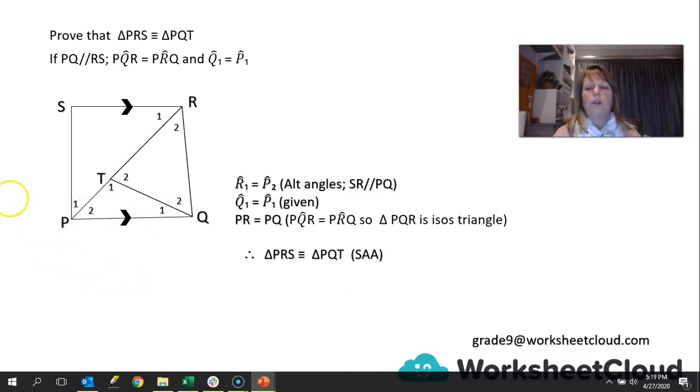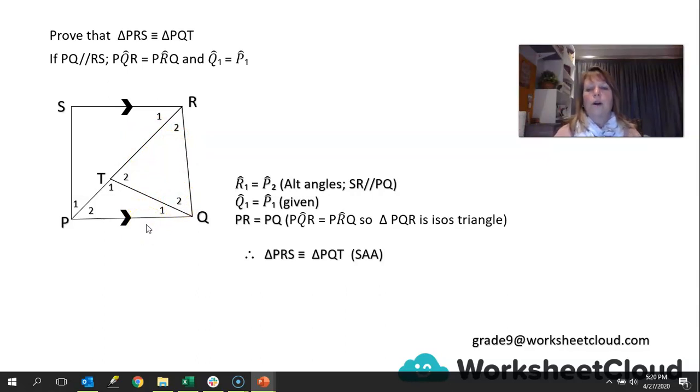Then we are told PQR is equal to PRQ. Let's look at it. PQR, there, that angle, PQR is equal to PRQ, that angle. Which means, if that is the case, then PQR is an isosceles triangle. Okay? Which means that PR is equal to PQ. PR is equal to PQ because that's an isosceles triangle. Those angles are base angles.